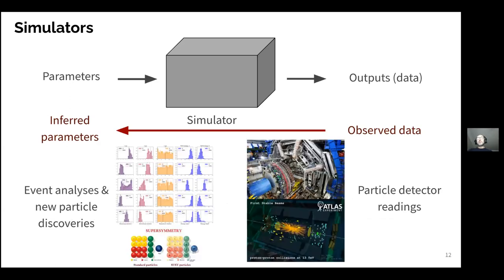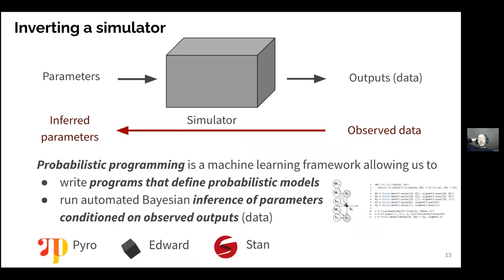And in the last example, so this is the actual example that brought me to applying probabilistic programming to science, is particle physics. So in particle physics, people have fairly large scale simulators that simulate many of the things that are going on in particle accelerators and detectors. So you want to get some particle detector readings, for example, and you want to perform event analysis or even new discoveries or confirmations of theoretical expectations and things like that. But most of these classify as an inverse problem given some existing forward simulator. So that's the simulation part.